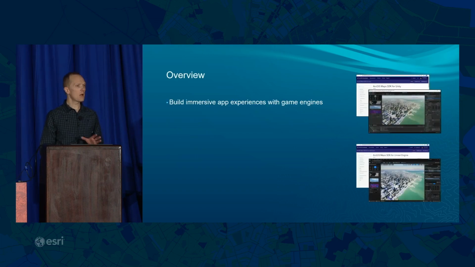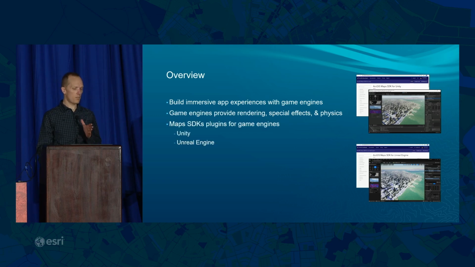So the Game Engine Maps SDKs then enable you to bring GIS data into game engines and build a range of immersive 3D and extended reality application experiences with game engine technology. The game engines themselves provide photorealistic rendering, lifelike special effects, animation, physics, and then our Maps SDKs are plugins to the game engines, and we support the industry-leading game engines, Unity and Unreal Engine.